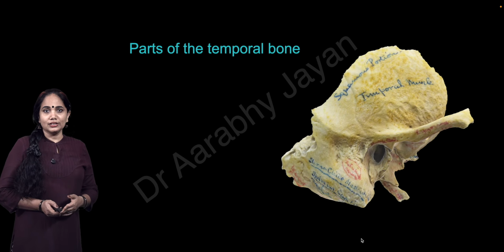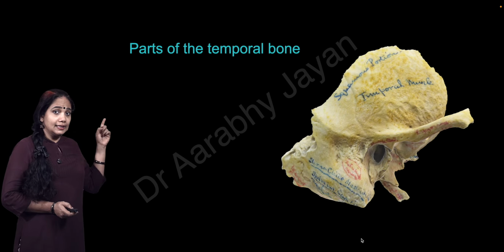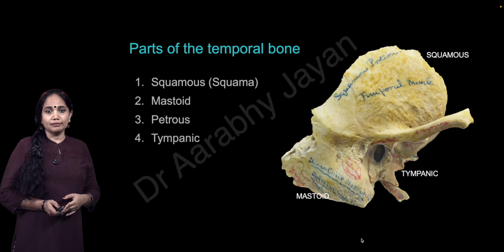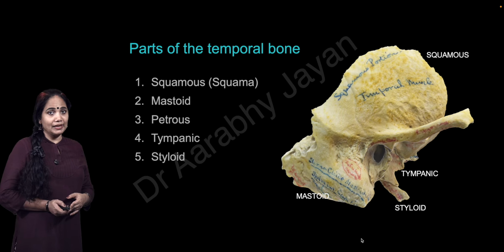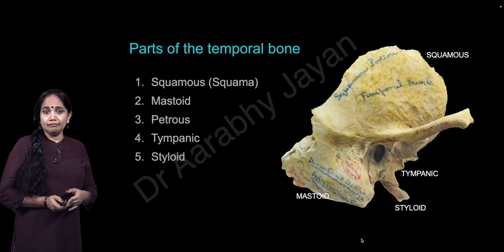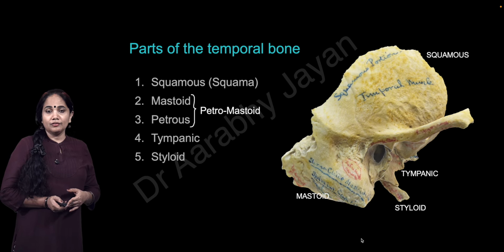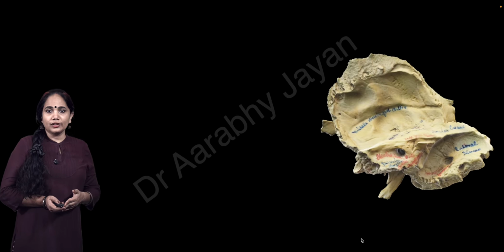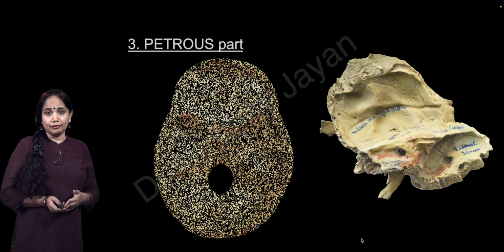In the last section, or in part 1, which I'll be linking up there, we looked at the different parts of the temporal bone, which are the squamous, the mastoid, the petrous, the tympanic, and the styloid. And we dealt with the squamous, mastoid, tympanic, and the styloid parts. We are left with the petrous part. Then we also learned that the petrous and the mastoid lie in close proximity, and in many textbooks are referred to combinedly as the petromastoid part of the temporal bone. Now let's look at the petrous part of the temporal bone.